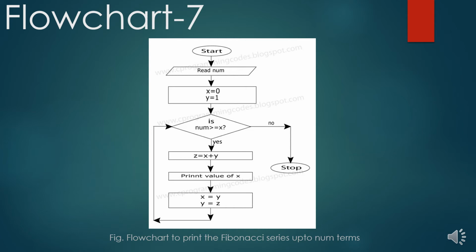Now there is a condition checking, is num greater than equal to x? If no, then we have to stop. And if yes, then z, which is another integer, z equal to x plus y, and print the value of x. Then we have to change the values of x and y as x equal to y and y equal to z. And this will keep on repeating till the condition is satisfied.